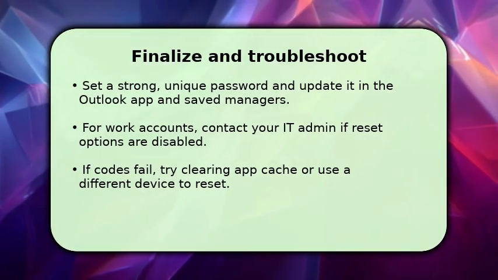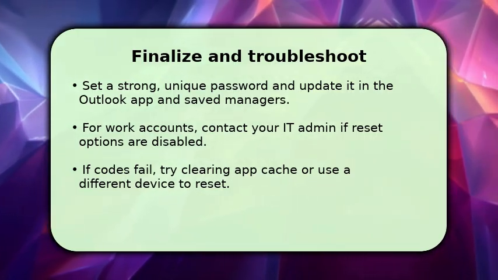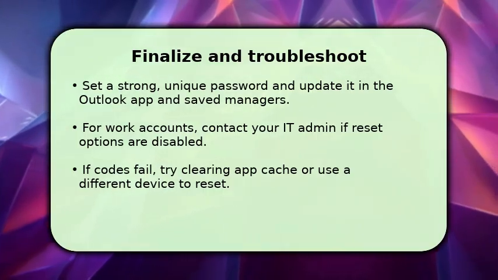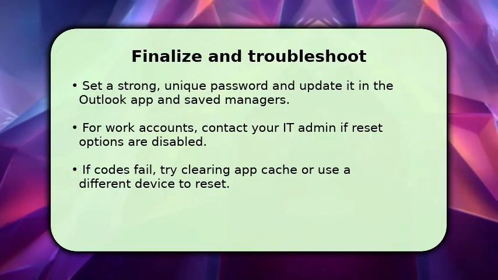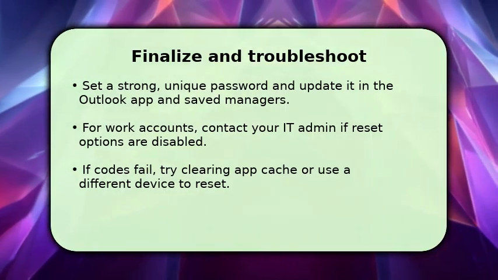for an official reset. If you don't receive codes, make sure Do Not Disturb or spam filters aren't blocking messages, clear the Outlook app cache, or attempt the reset from another device or mobile browser. This final troubleshooting tip fixes most common interruptions.